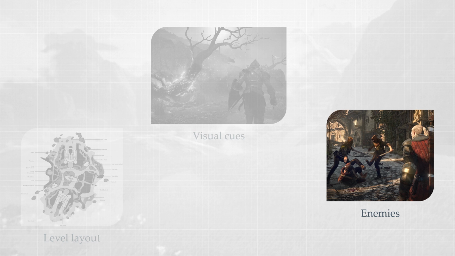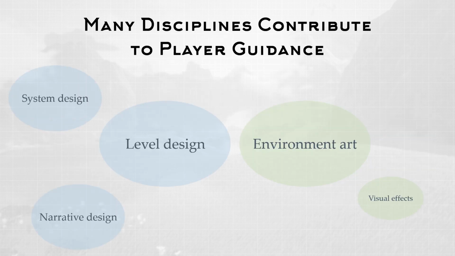I think from these examples you can already see that there are a couple of disciplines that contribute to achieving high quality player guidance, but the two main ones are definitely level design and environment art. So there will be a constant back and forth between you, the level designer, and your environment art team to ensure that the players understand the environment and intuitively traverse the play space.